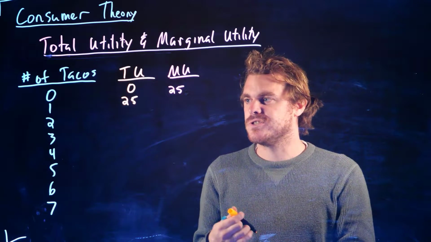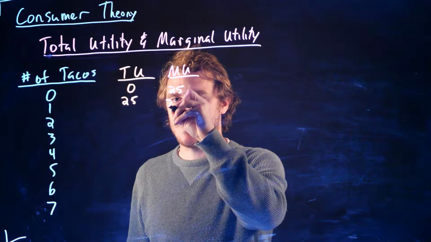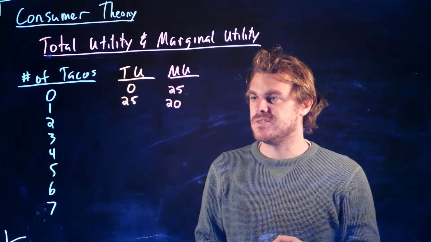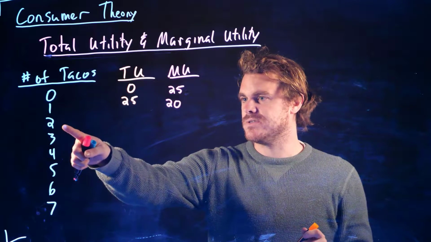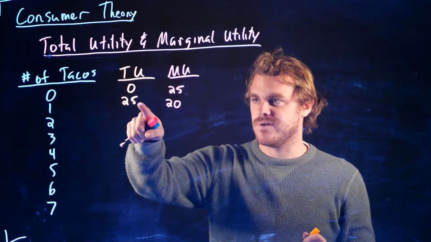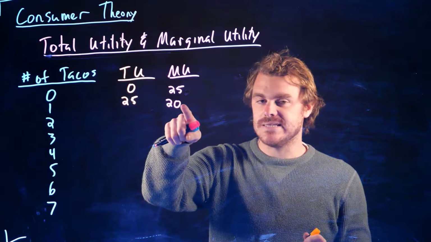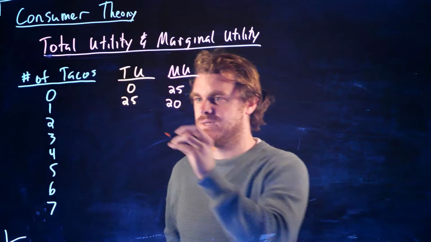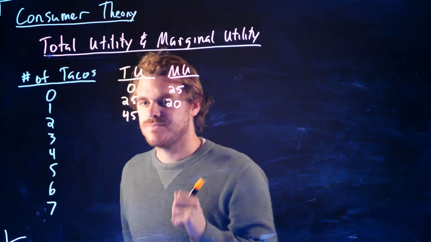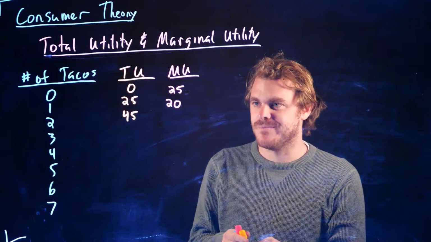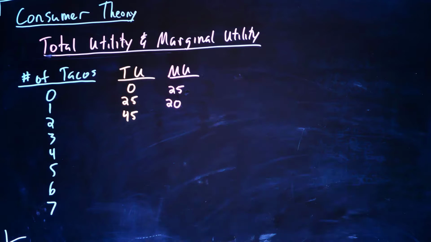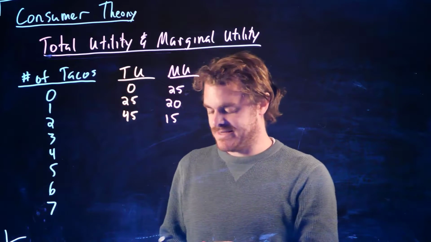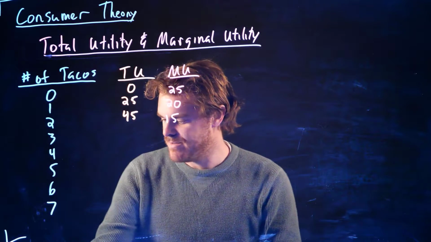And let's say the marginal utility of eating that second taco is 20 utils. Well, that means the total utility of having 2 tacos is going to be 25, the total utility of having 1, plus the additional happiness or satisfaction from having that second one. So 45. Hopefully they're somewhat lining up for you. And then the marginal utility from the third one, let's say, is 15, just to give us some easy numbers here.